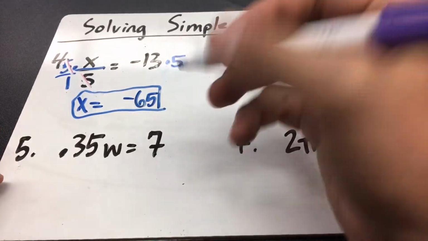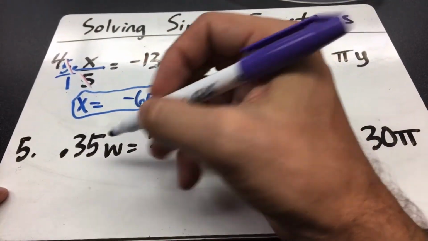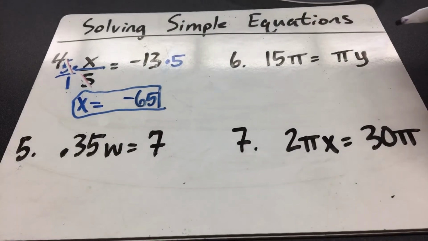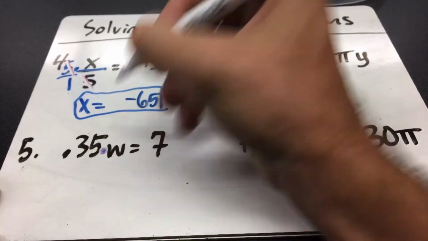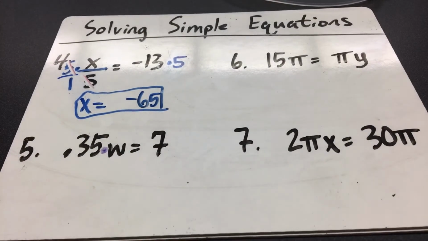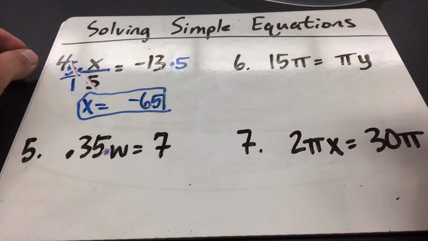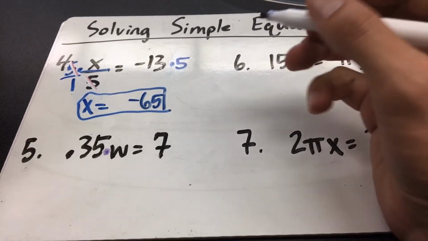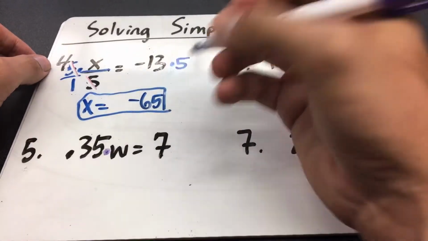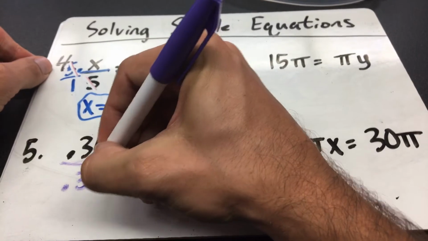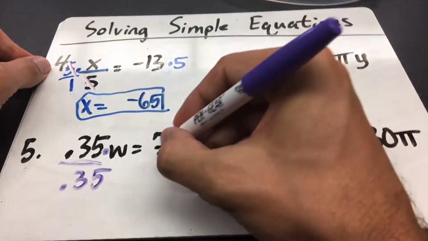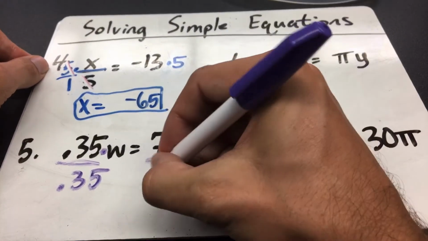Okay, on number 5, we have a decimal. There's no symbol. Do you see an adding sign, subtracting sign? I don't see any symbols in here, right? Remember, if there's no symbol between these, it's really representing multiplication. And so we're going to ask ourselves, okay, what's happening to the W? It is being multiplied by 0.35, by 35 hundredths. How do I undo multiplying by 0.35? Well, that's going to be dividing by 0.35. And so I'm going to do 7 divided by 0.35.